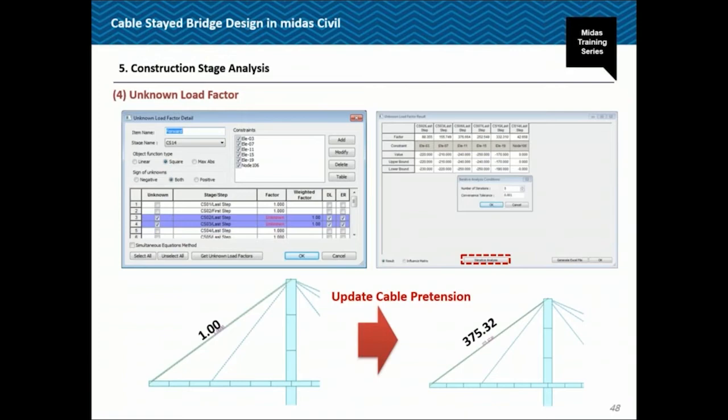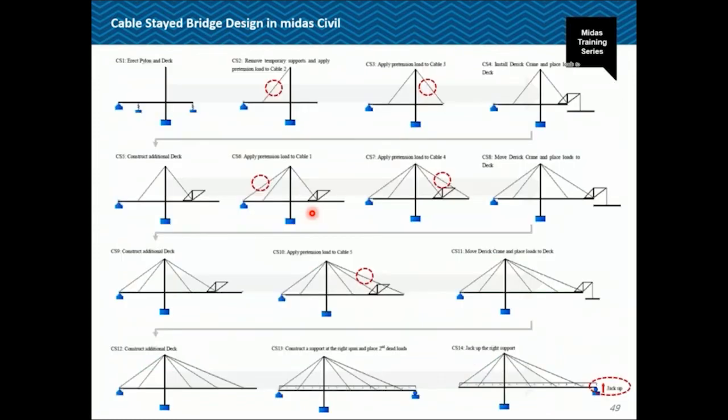There is another method to determine the erection forces in different construction stages, which is through unknown load factor. Here you need to simulate the construction stages and select the stages in which the cable is activated, the cable pretension, as unknown. Then the program will find out the pretensions in that construction stage, or the erection forces. Let's consider this example. We'll be seeing the lack of fit in a minute, but first, let's see the unknown load factor.